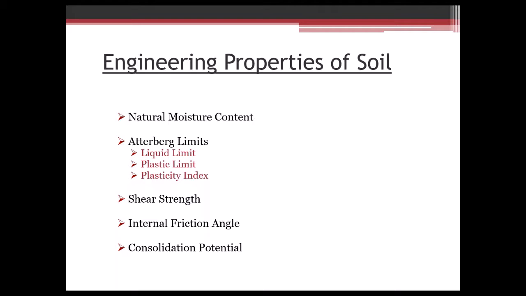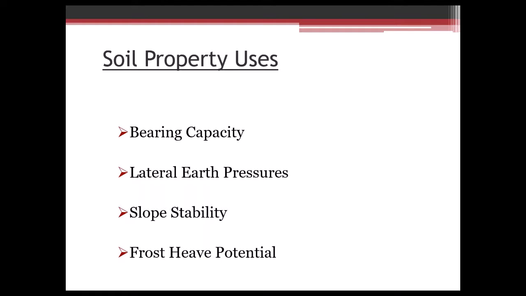The other things that we can determine are the shear strength of the soil and the internal friction angle. And generally, the shear strength, internal friction angle, and consolidation potential are done on Shelby tube samples because they have to be relatively undisturbed, and we're not able to do those on split spoon samples. Once we determine those lab properties, then we can answer every structural engineer's favorite question, which is, what's the bearing capacity? That's probably the number one question I get asked when I do these geotechnical projects: hey, can you give me that bearing capacity so that we can get started on our foundation design?